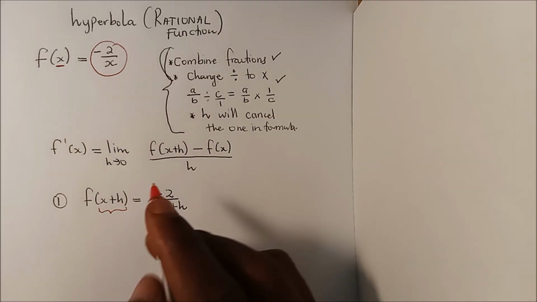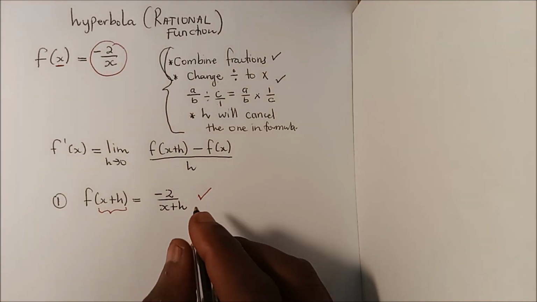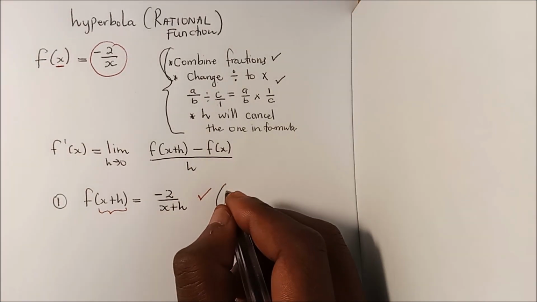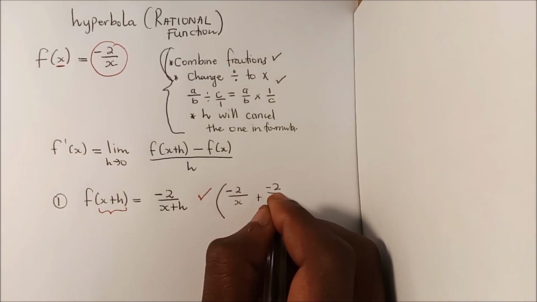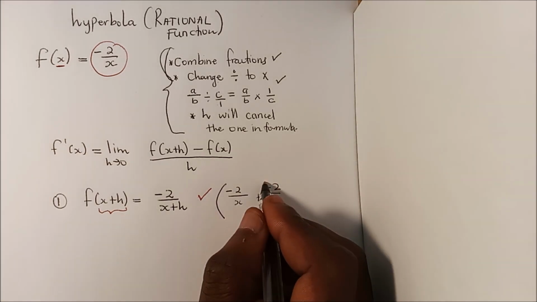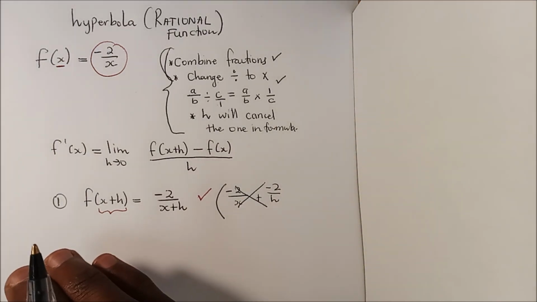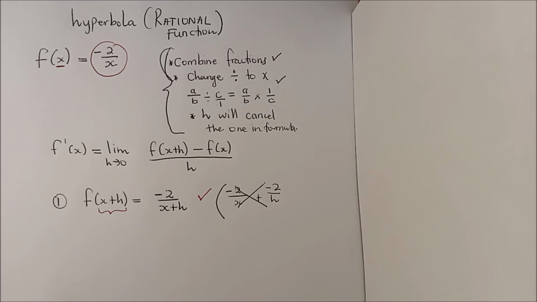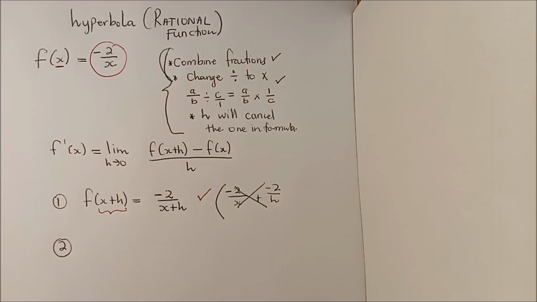So now this is your first step. You see there's nothing that we can do here. And please, grade 12s, don't separate it like this, and then you'll say you have negative 2 over h. This is wrong. Don't do that. So with the rational function, after substituting your x plus h, you are done. So now number 2, like with the previous ones.